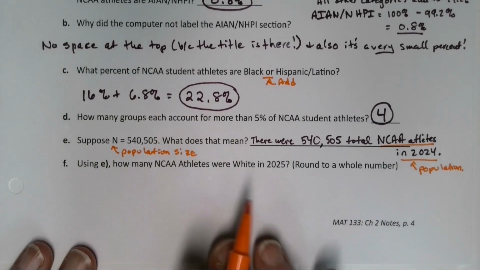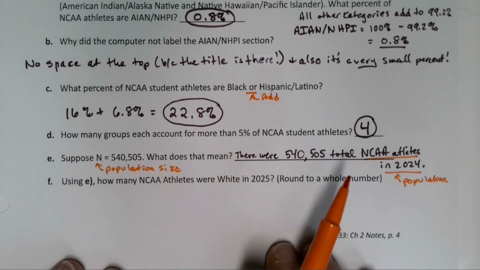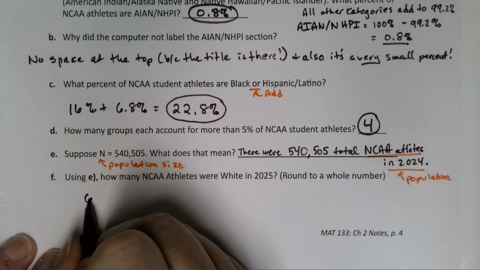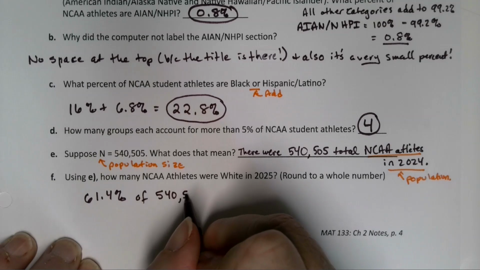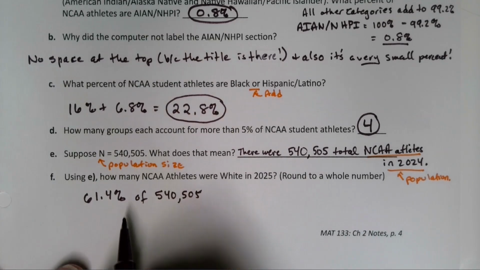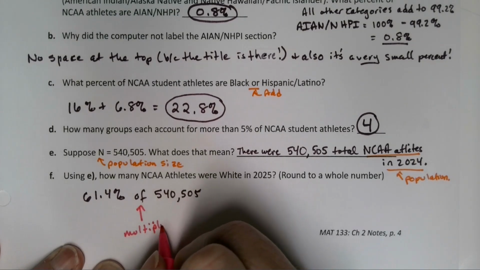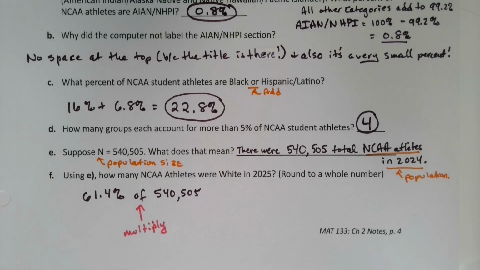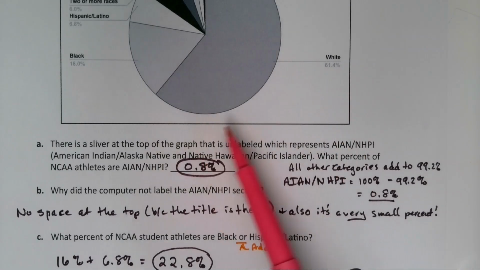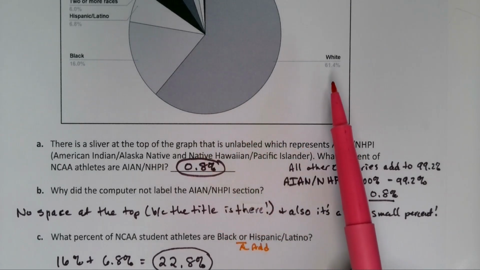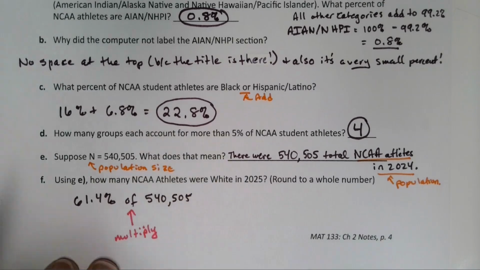Okay, so we know it was 61.4%. So we know this is the total. So what we want to do is take 61.4% of 540,505. Now the way to do that mathematically is to multiply. And we don't use percents for mathematics. We use percents for talking. So we say, hey, 61.4% of the NCAA athletes that year were white. But how many is that? So that's how we speak about the percentage of the total, but that's not how we would do it.